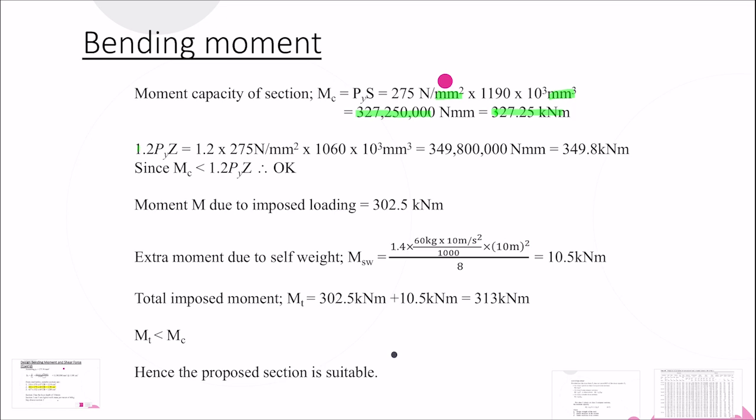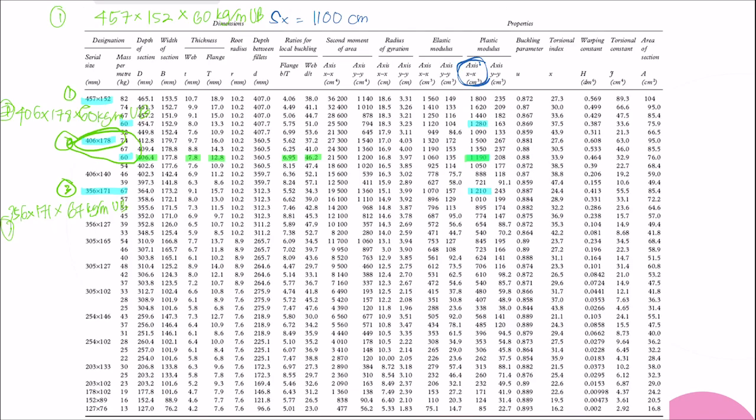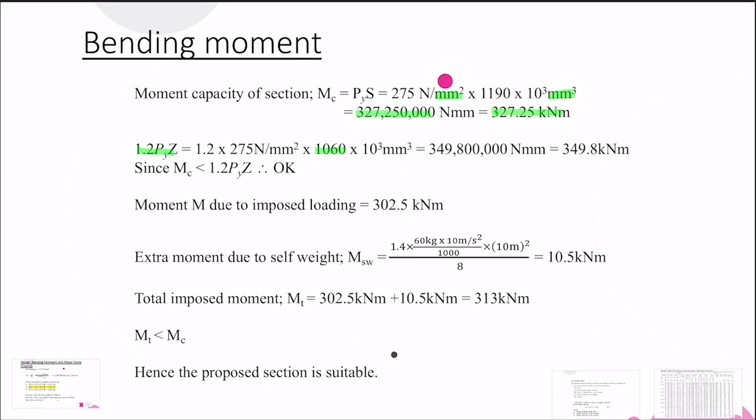Okay, here 1.2 PYZ I dah tulis, so 1.2 darab 275. Okay, kita tak tahu berapa value of Z, which is the elastic modulus arah X. Okay, we need to refer to the section again, get the value of elastic modulus. So elastic modulus arah X here is 1060 centimeter cube.